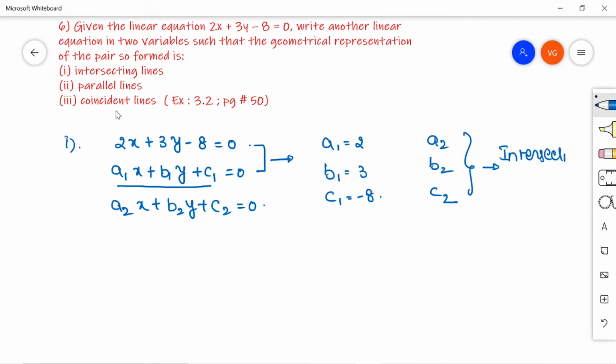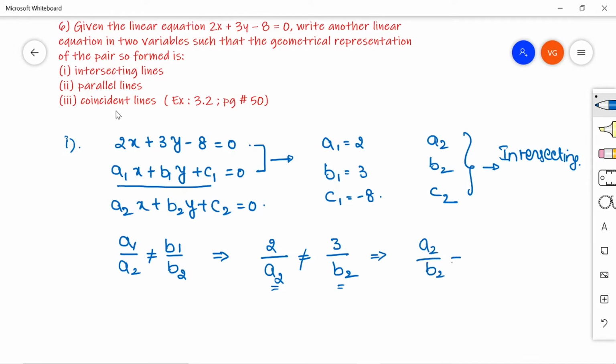Now, the condition for the two lines to be intersecting is that a1 by a2 should not be equal to b1 by b2. I will write a1 is equal to 2 divided by a2, which I have to find out, not equal to b1, which is 3, divided by b2. So we have to fill in a2 and b2 such that the two lines satisfy this condition. Taking a2 to one side and 3 to the other, a2 by b2 should not be equal to 2 by 3.